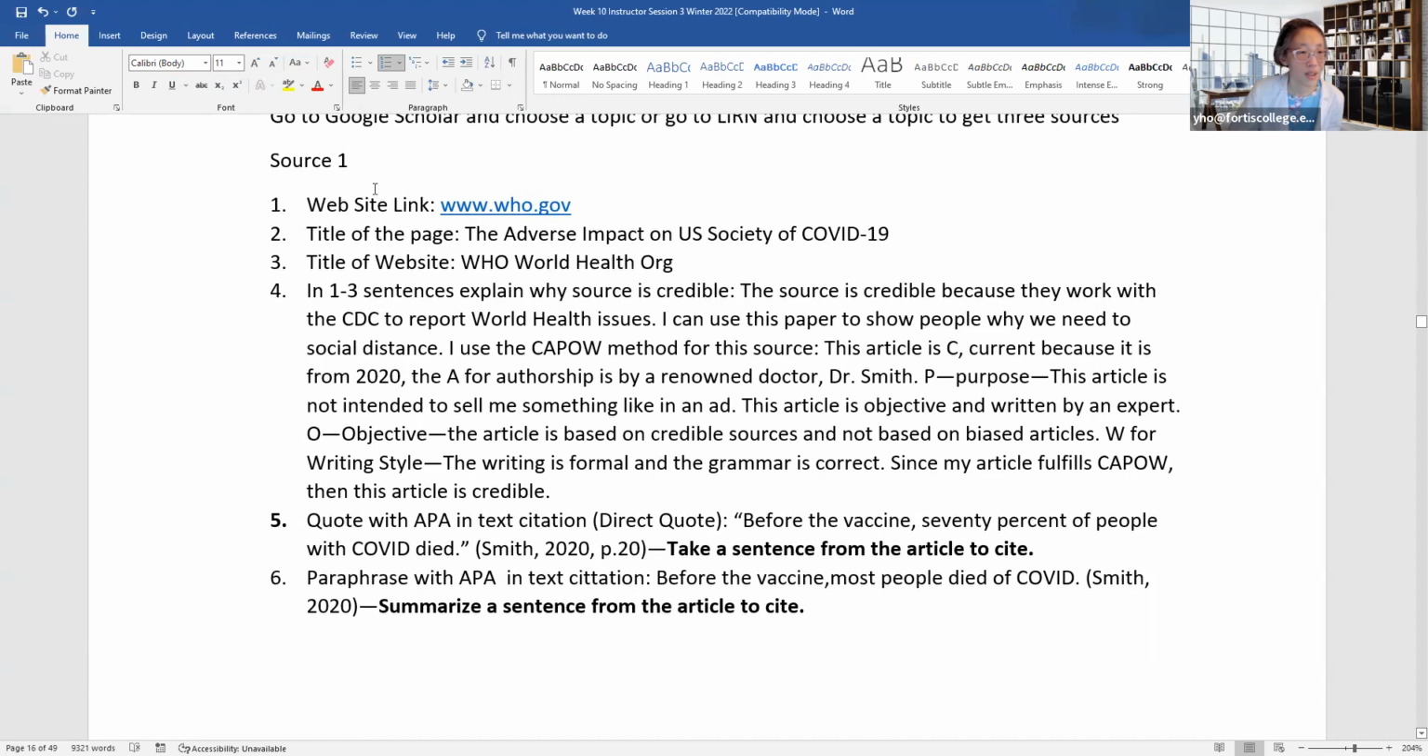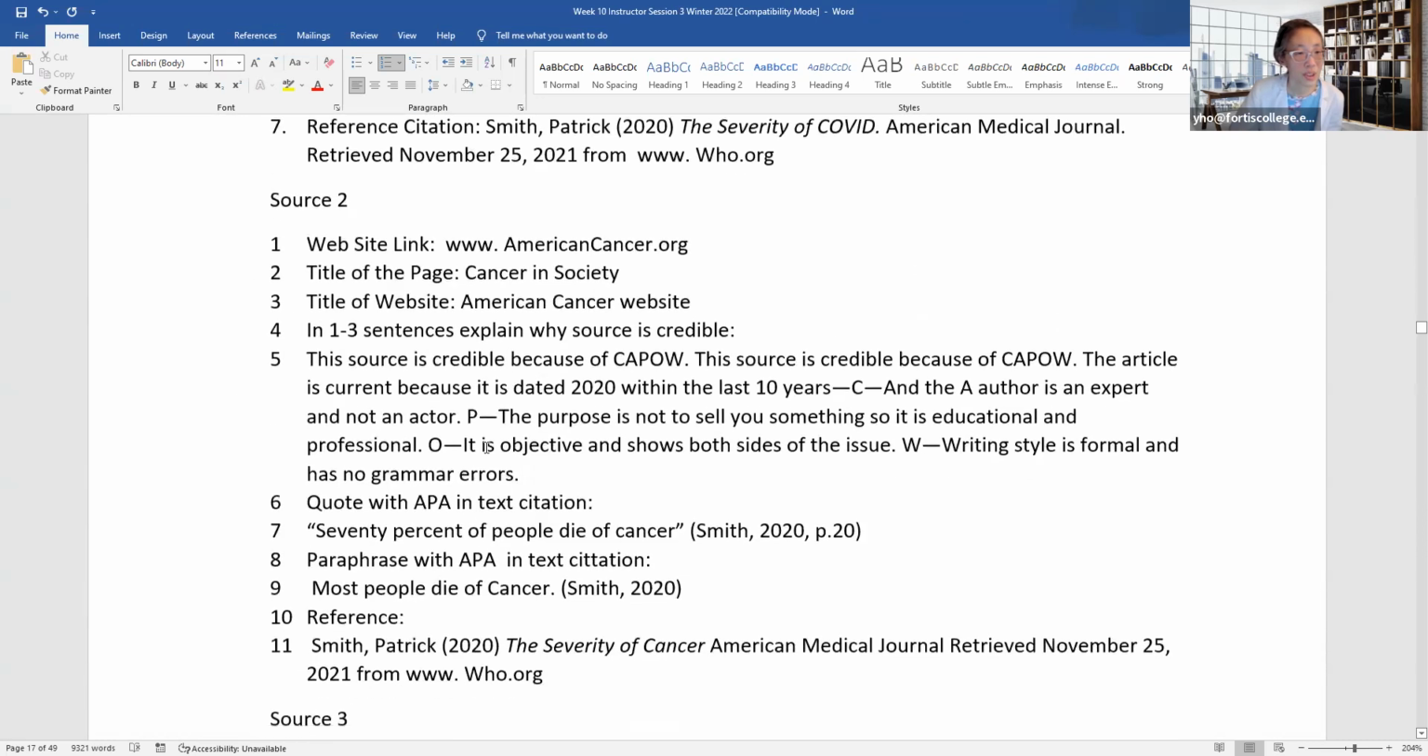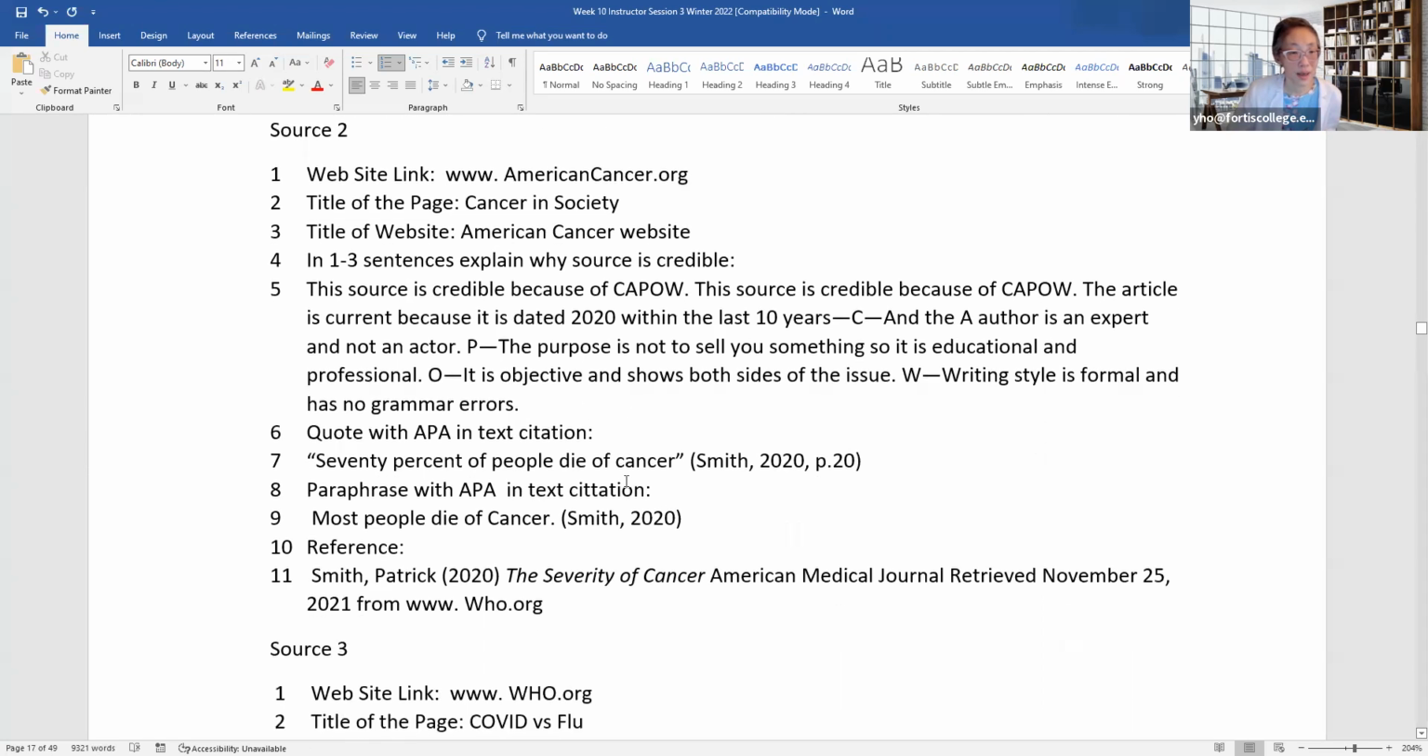You're going to find me three credible sources. So that's source 1. Here you have another, source 2. This is Cancer in Society. And then you have, why is this credible? C-A-P-O-W. It's credible because it's current. C, A, because the author is an expert and not an actor. P, the purpose is not to sell you something, so it is educational. O, it is objective and shows both sides of the issue, and then you would give an example from the article. I didn't do that. Writing style is formal, and you give an example from the article.